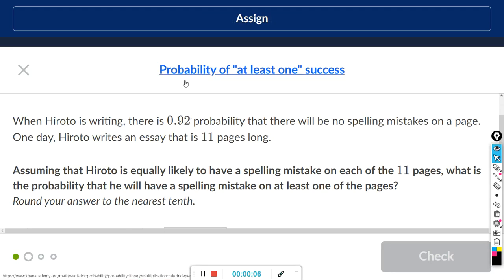This will be for the con assignment, probability of at least one success. When Hiroto is writing, there is 0.92 probability that there will be no spelling mistakes on a page. One day he writes an essay that is 11 pages long. Assuming that Hiroto is equally likely to have a spelling mistake on each of the 11 pages, what is the probability that he will have a spelling mistake on at least one of the pages?